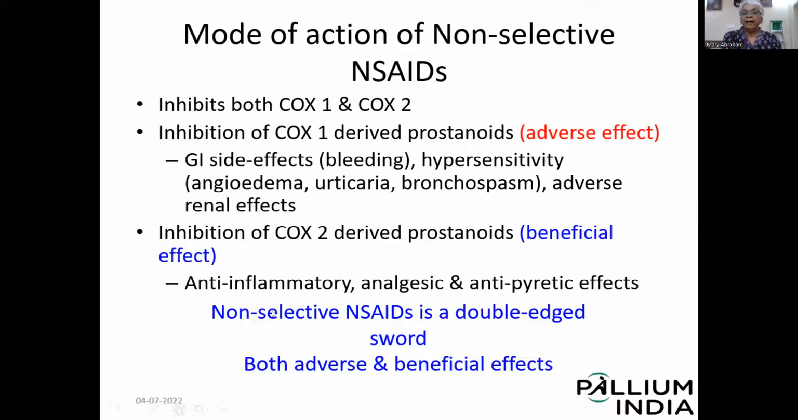Now, I said because of the inhibition of COX-1, it produces side effects like GI side effects, bleeding, hypersensitivity reactions like angioedema and bronchospasm, and also adverse renal effects. But by inhibiting the COX-2 enzyme, it is producing the anti-inflammatory effect, and it exerts beneficial effects. That is anti-inflammatory, analgesic, and antipyretic. So non-selective NSAIDs are a double-edged sword, with adverse effects because of COX-1 inhibition, and beneficial effects because of COX-2 inhibition.